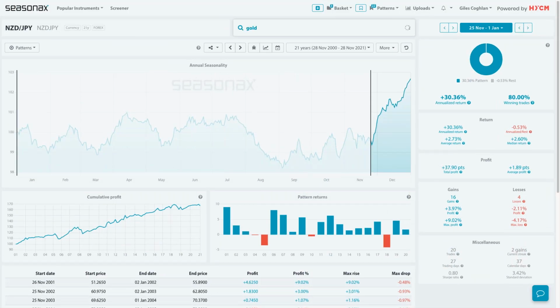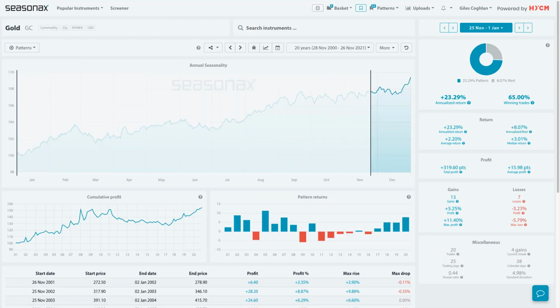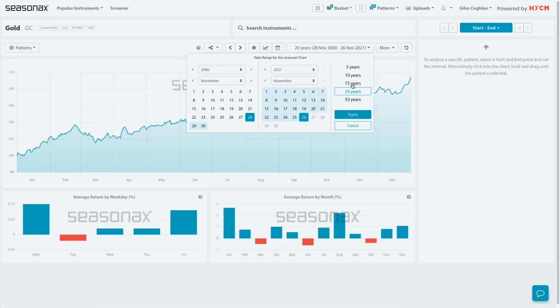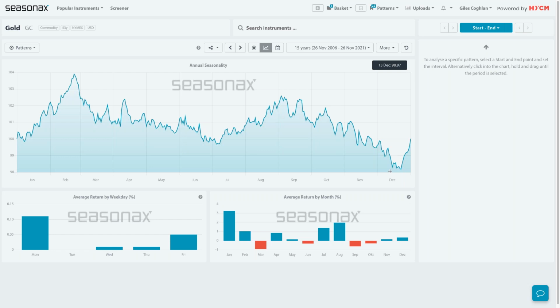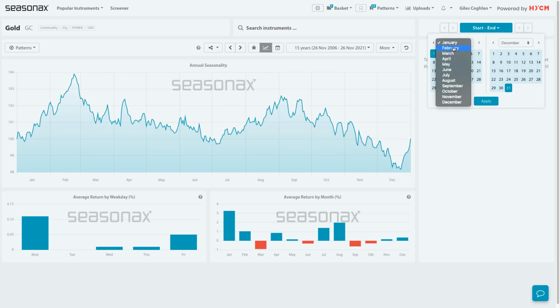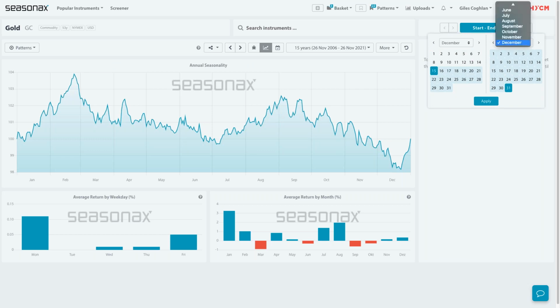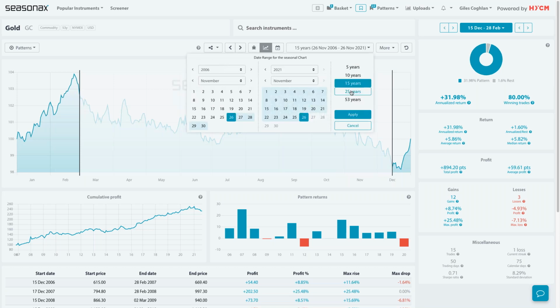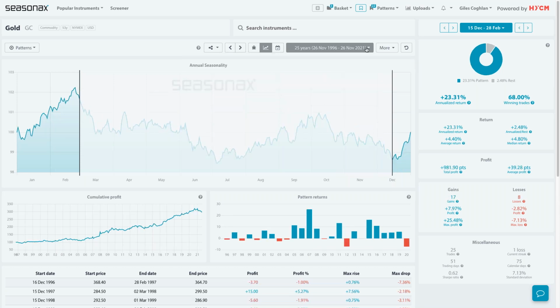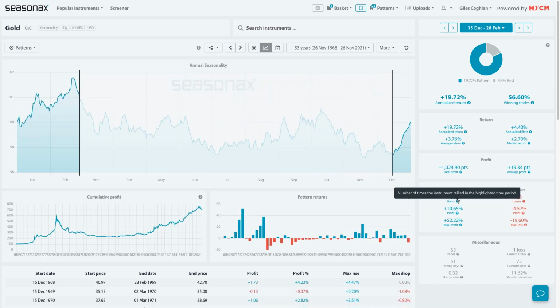Okay, so if you just take gold and look at gold over the last 15 years, you can see that from after the last Federal Reserve meeting, from say the 15th of December through to the end of February, you'll see how strong that seasonal pattern is. Twelve times in the last 15 years gold has gained. Over 25 years, gold has gained 17 times, and over 53 years, it's 30 times.